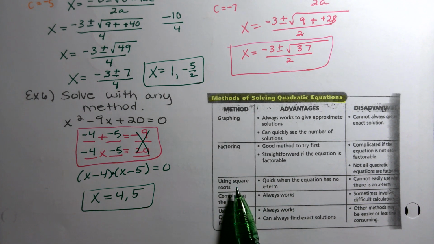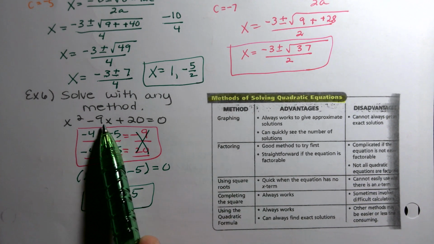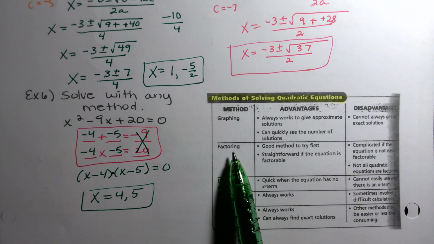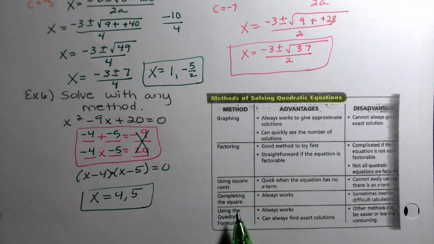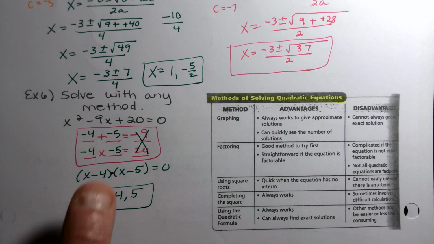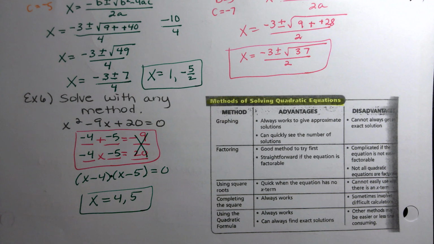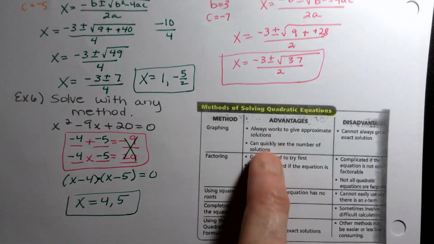But you couldn't have used square roots because it has the x term. You could have used graphing, and you could have used completing the square or the quadratic formula. This is clearly the simplest. It just doesn't always work. But when I say with any method, that means you get to pick.